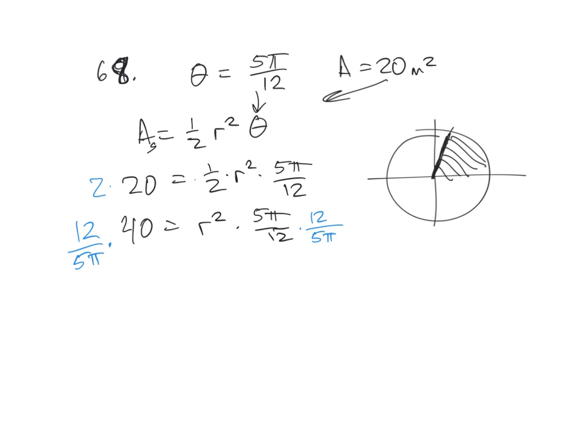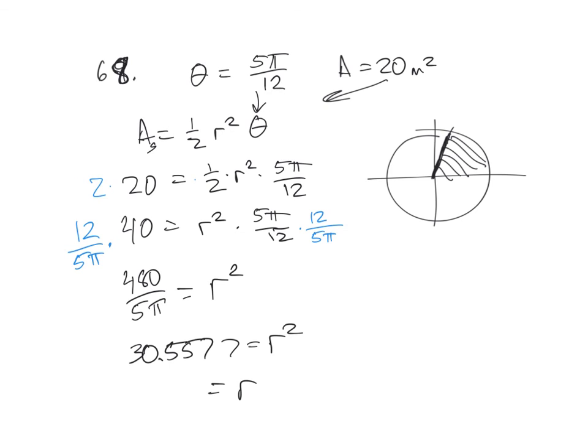And you work that out, 12 times 40, 480, divided by whatever 5 times pi is, 5 times 3.14. So 480 divided by 5 pi on my calculator is going to be 30.5577. And you take the square root of that, and you get the radius to be 5.528.